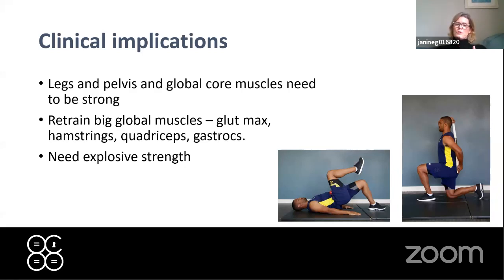So very much retraining big global muscles, glute max, hamstrings, gastrocs, quadriceps, starting with simple strengthening, but remembering that we need to continue our rehabilitation into explosive strength. We need to make sure that we introduce the whole aspect of power training in the lower legs. One of the things that I assess a lot in my athletes who come to me with stress fractures is the actual strength of their legs as a way of dissipating this ground reaction force.